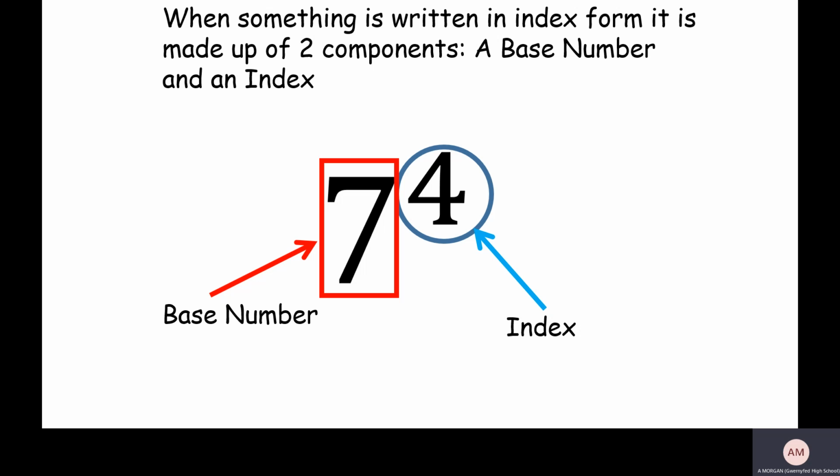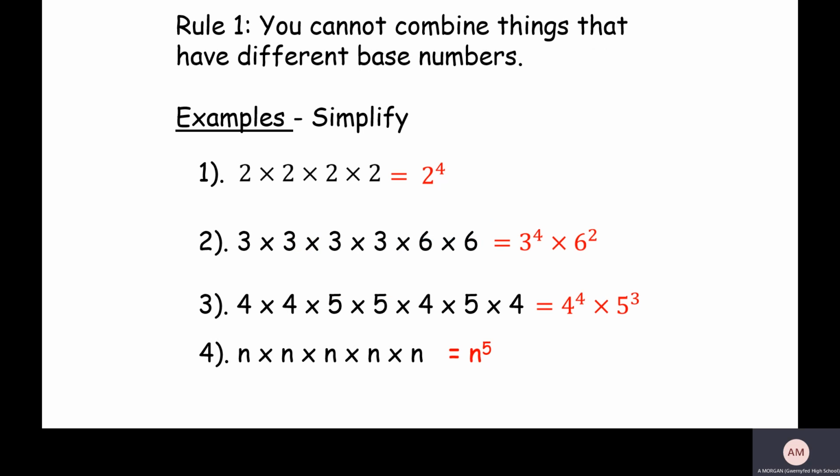And there are a number of rules which we follow when working with these. And we've got the rules to speed things up, to make the calculations a bit quicker when we can generalize things and apply these rules. So the first rule is you can't combine things that have different bases. For instance, if you got 2 times 2 times 2 times 2, we could work that out to be 16, but if we're thinking about index form, we'd say that's 2 to the power of 4, because we've got 4 2's. And it's a shorter way of writing 2 times 2 times 2 times 2.